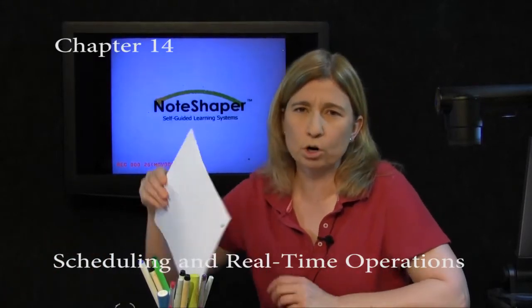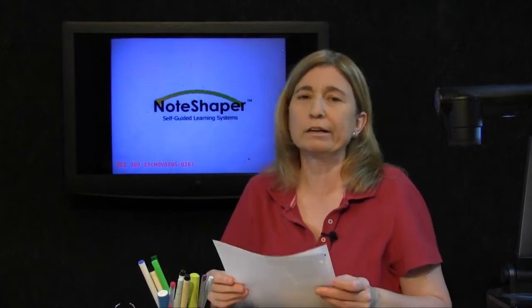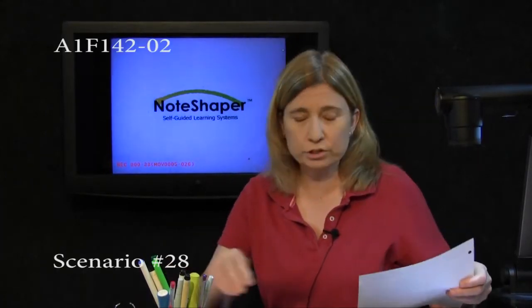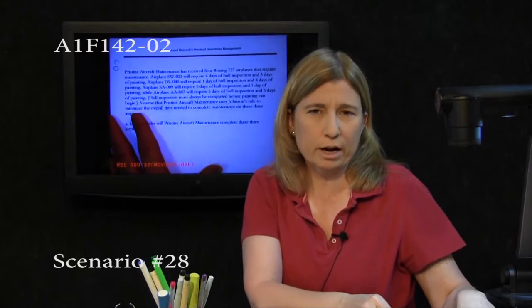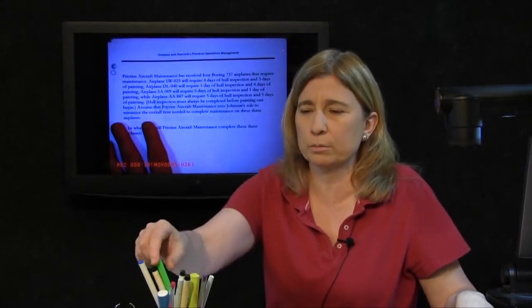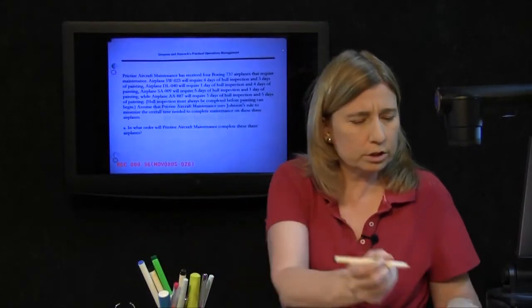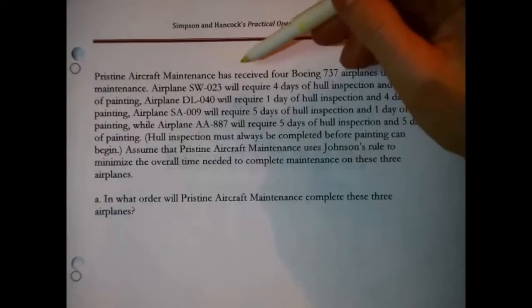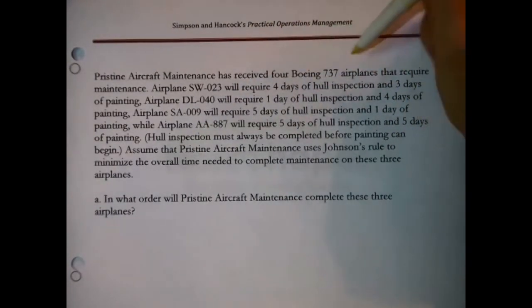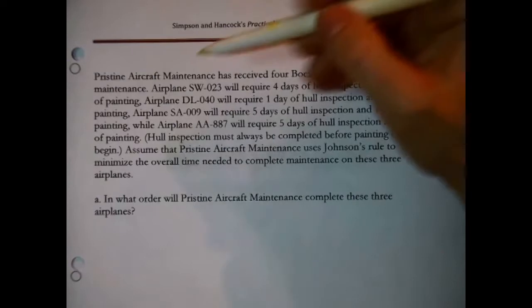Johnson's rule problems always involve two stages of work. Even if Pristine Aircraft Maintenance had not mentioned Johnson's rule, we could still recognize it as a Johnson's rule problem. Let's take a look. Pristine Aircraft has received 4 Boeing 737 airplanes that require maintenance.